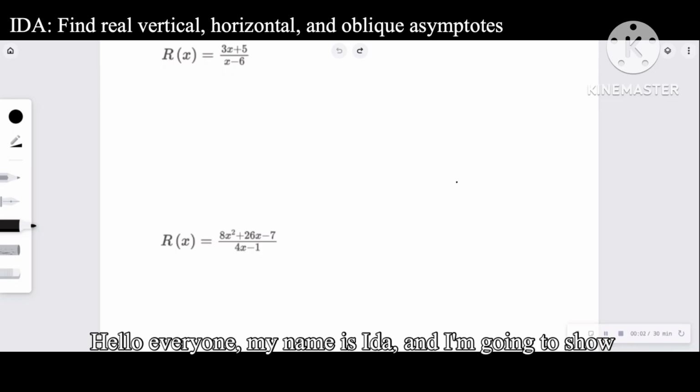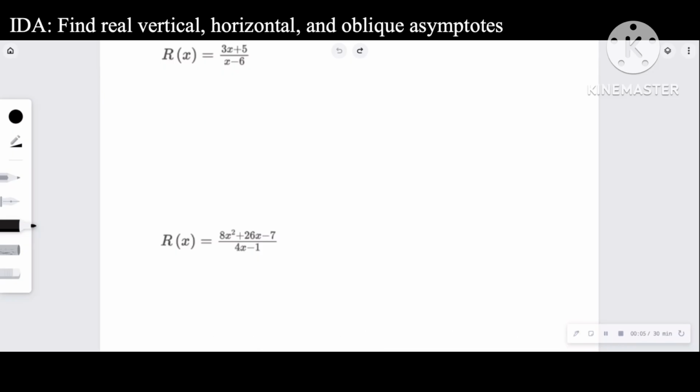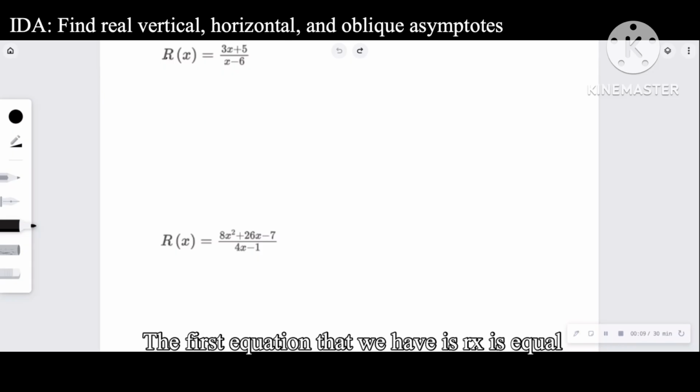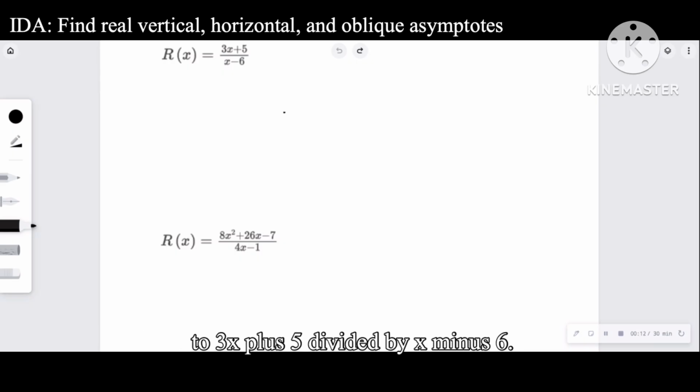Hello everyone, my name is Ida, and I'm going to show you how to find the real vertical, horizontal, and oblique asymptotes of rational equations. The first equation that we have is R(x) is equal to (3x plus 5) divided by (x minus 6).